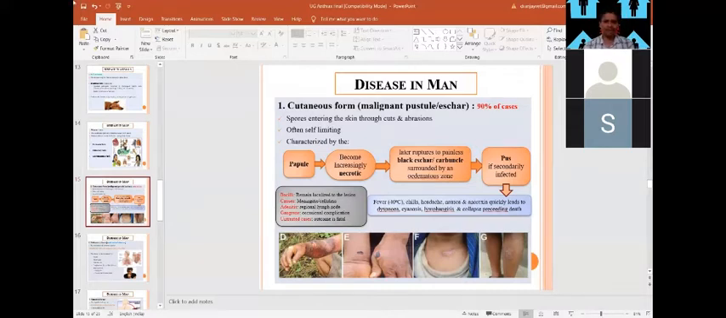Other symptoms may be fever, chills, headache, nausea, anorexia, dyspnea. These are generalized symptoms. You have to remember it like this: formation of pustules that become necrotized, and later there is rupture of the pustules, and development of black scars, carbuncle, surrounded by an edematous area.